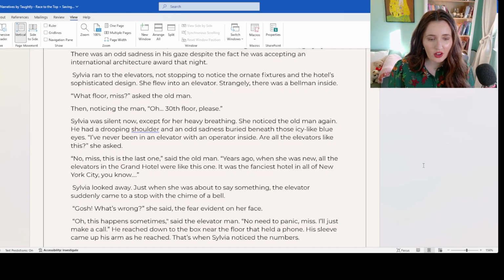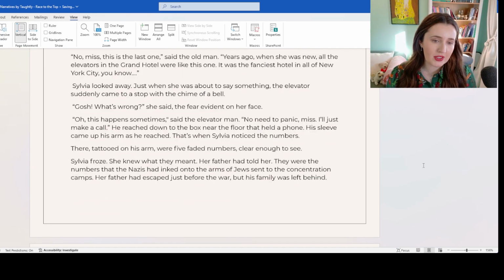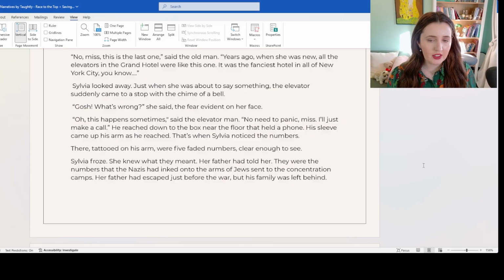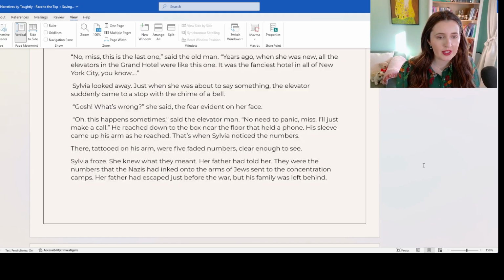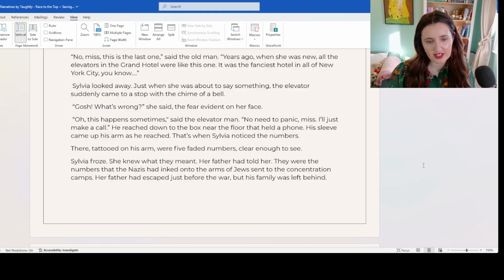Just when she was about to say something, the elevator suddenly came to a stop with the chime of a bell. "Gosh, what's wrong?" she said, fear evident on her face. "Oh, this happens sometimes," said the elevator man. "No need to panic, miss. I'll just make a call." He reached down to the box near the floor that held a phone. His sleeve came up his arm as he reached.